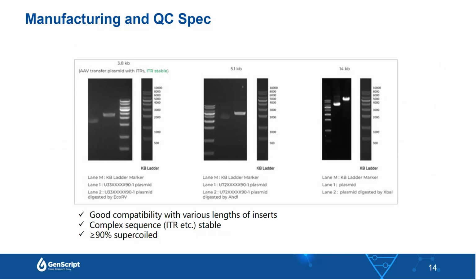And GenCircle systems show good compatibility with various lengths of inserts, and complex sequences such as ITRs of AAV or long inverted repeats can also be produced stably. Besides sequence stability, GenCircle also shows superior homogeneity. Over 90% supercoiled monomer is detected in the final product.